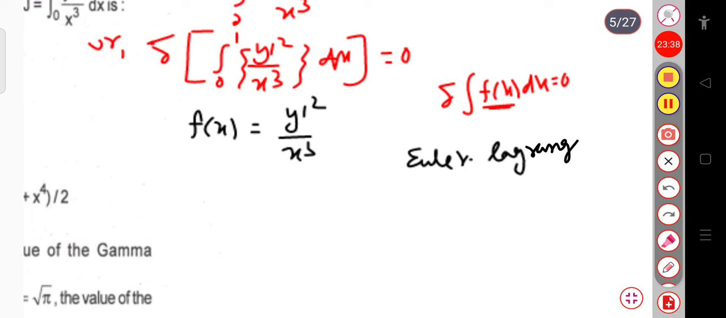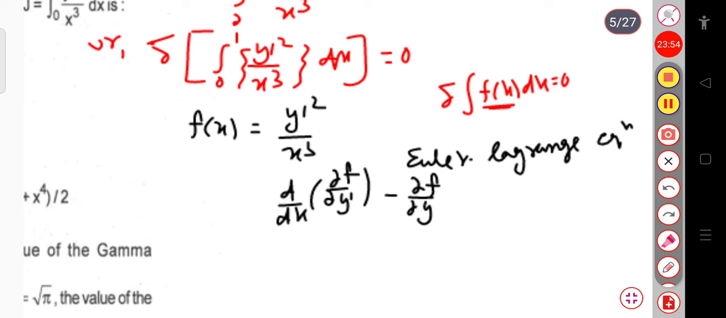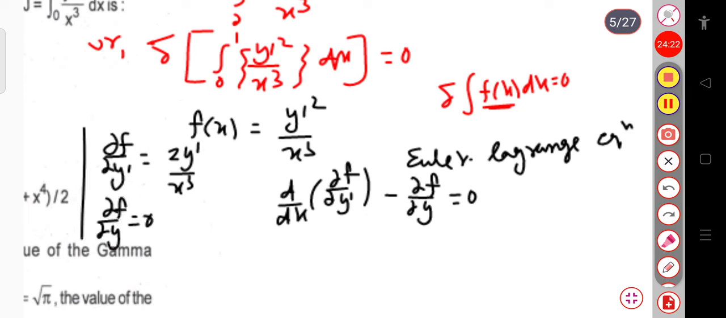So the Euler-Lagrange equation you can write as d/dx of (∂f/∂y′) minus ∂f/∂y equals 0. For that, ∂f/∂y′ from this expression: if I take the partial derivative with respect to y′, that will be 2y′ divided by x cubed, and ∂f/∂y equals 0, since this term doesn't contain any y.